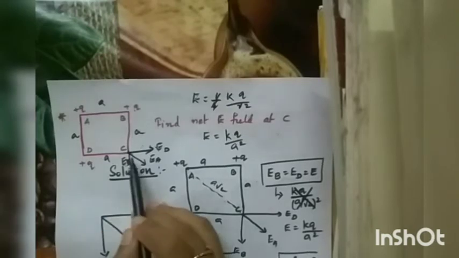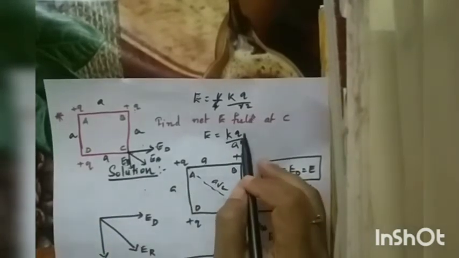And what will be the expression for ED? Here we have plus Q charge. The distance between this plus Q charge and the point C is A. So the electric field intensity at the point C is K into Q by A square. Again it is the same, K into Q by A square. So the magnitudes of EB and ED are the same, so we can consider it as E.